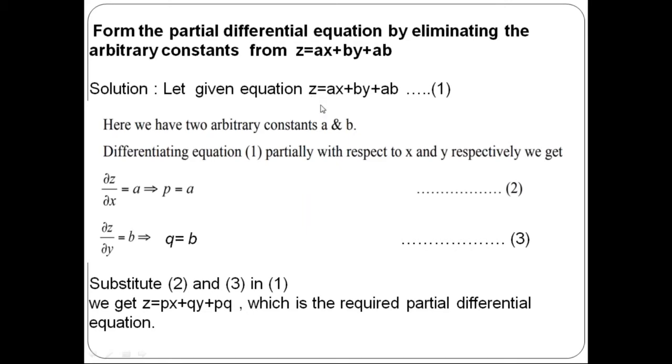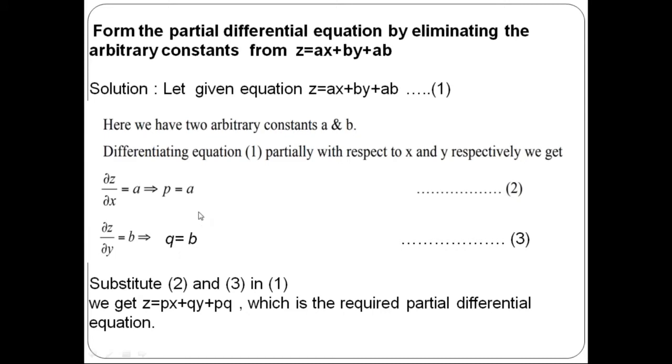When I differentiate with respect to y, curl z by curl y will be equal to b, the coefficient of y. According to the standard notation, curl z by curl x equals p, so p equals a, and curl z by curl y equals q, so q equals b. I repeat: z equals ax plus by plus ab. Firstly, differentiate with respect to x: curl z by curl x equals a, so p equals a. Then differentiate with respect to y: curl z by curl y equals b, so q equals b.